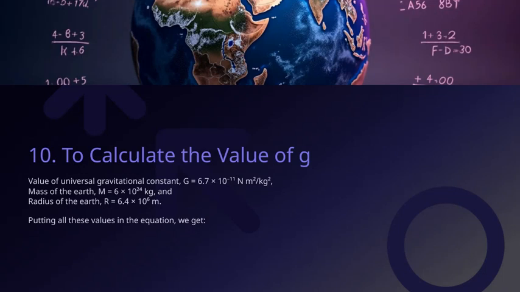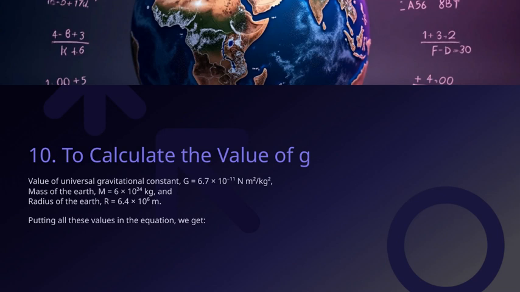Now, let's look at how we calculate the value of g, the acceleration due to gravity. First, we need to consider the universal gravitational constant, G, which is 6.7 × 10^-11 N m²/kg². This constant tells us the strength of gravity between two masses. Next, we look at the mass of the Earth, which is approximately 6 × 10^24 kilograms, and the radius of the Earth, about 6.4 million meters. These values are crucial because they directly influence the gravitational pull that gives us our value of g.